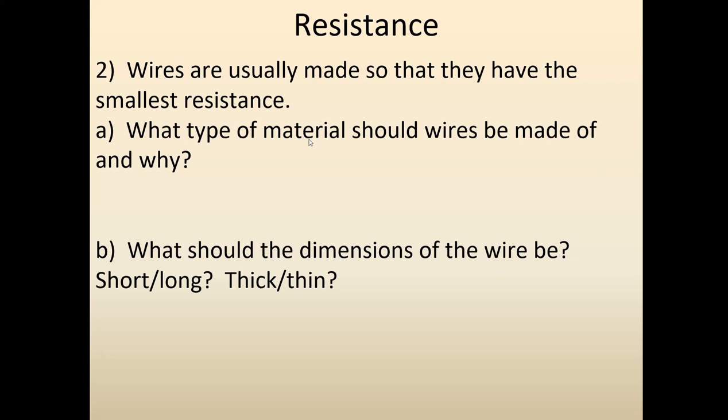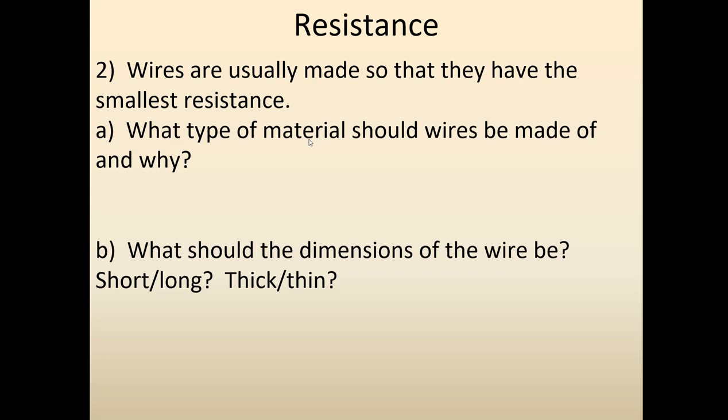All right, so one of the main things to realize is we're going to start making circuits, and when we make circuits, we want to make sure that the wires that connect all the devices have the smallest possible resistance. So what type of material should it be made of? Well, if we want the smallest resistance, the resistivity should be the smallest resistivity.